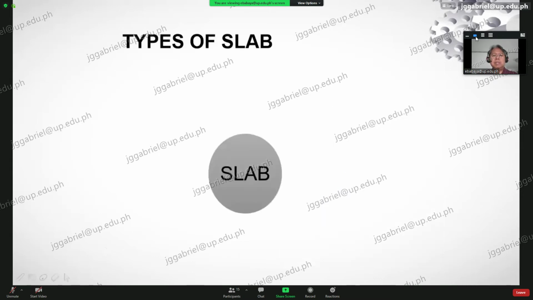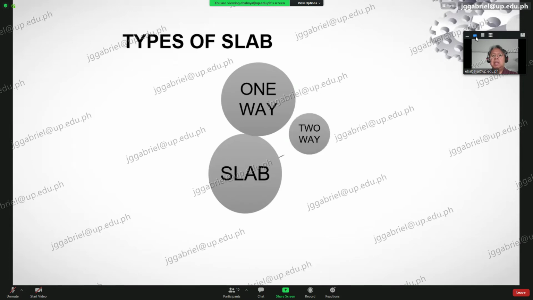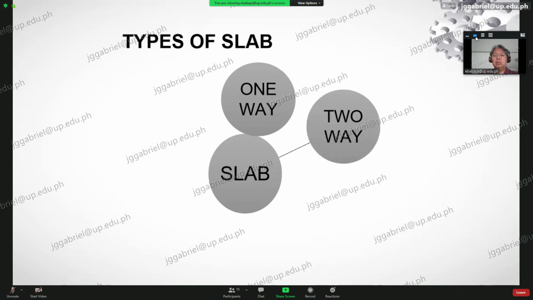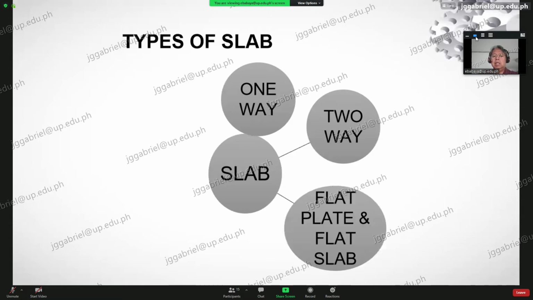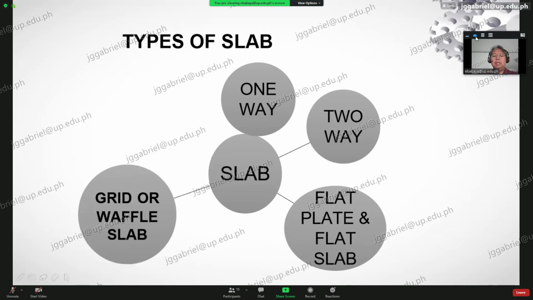What are the types of slabs? So first you have one way. Okay? And then two way. We'll know later what are one ways and what are two ways. And then you have flat plate and flat slab. Grid or waffle slab. Okay?